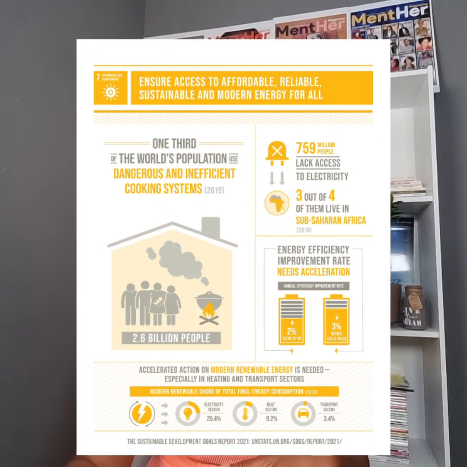Goal 7 is affordable and clean energy, and this is ensuring access to affordable, reliable, sustainable, and modern energy for all. And again, I want to say this is not just an Africa problem.